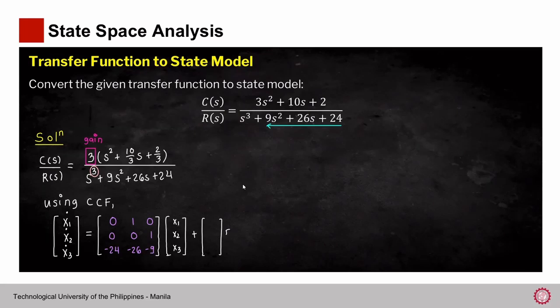Tapos, di ba, sa controllable canonical form also, yung input matrix natin ay all zeros except sa dulo. Ano yung dulo? Yung gain, 3. Ah, ganun pala, sir. Yes. So that's how you write the CCF or controllable canonical form conversion of transfer function to state model. Ah, dali lang pala, sir. Yes. Okay.